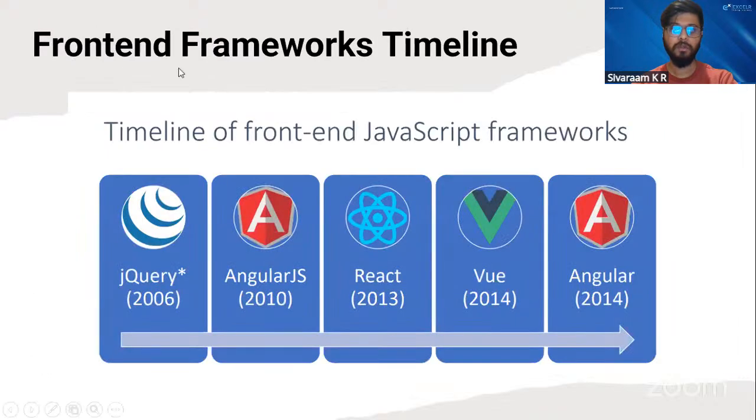Before that, we'll go through the fundamental framework timeline. We'll just go through the rough timeline of how it was. Usually in 2006, for front-end development, there was something called jQuery.